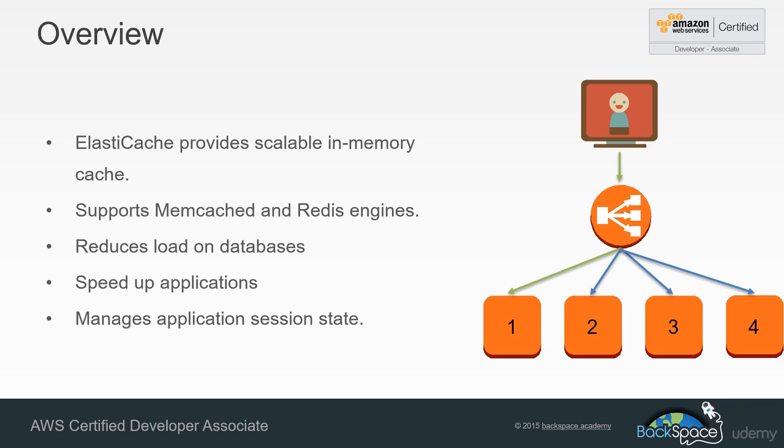Now the common use cases for ElastiCache would be, first of all, to reduce load on your databases. For example, you might have a DynamoDB database and you want to reduce the latency on that database, so speed up your application. You also want to reduce the amount of reads and writes to that database to reduce your costs, and again you reduce that load on that database.